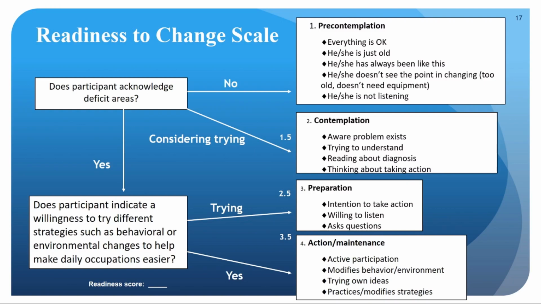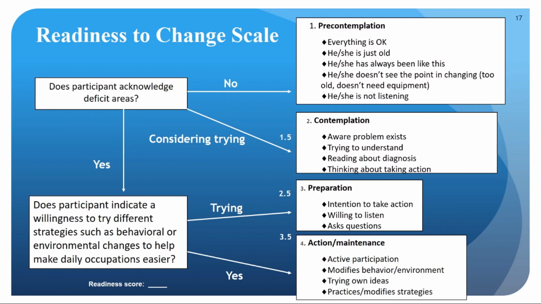The box in the upper left includes the first question. Does the participant acknowledge a deficit area? If the answer is no, that leads to either box 1 or box 2, pre-contemplation or considering trying, which is contemplation. If the answer is yes, that leads to the lower left box question.